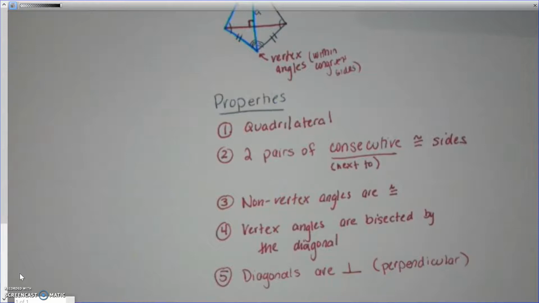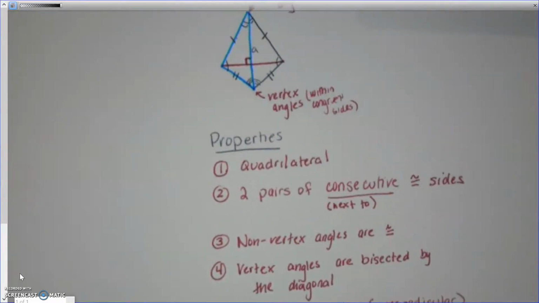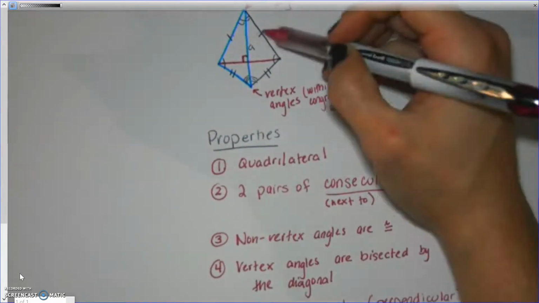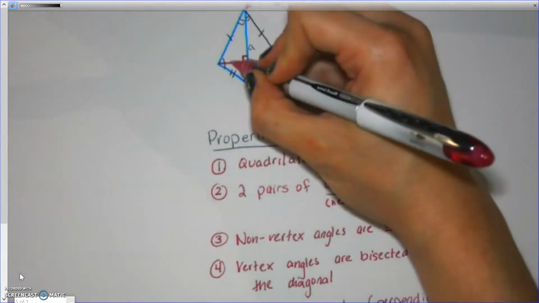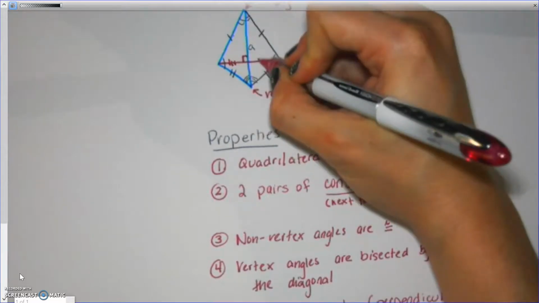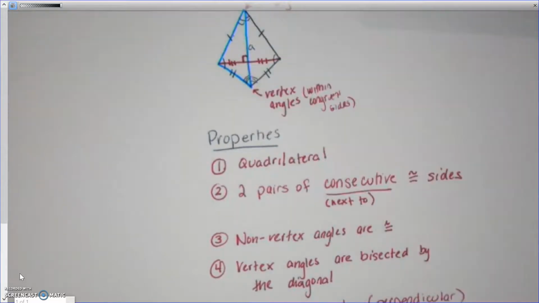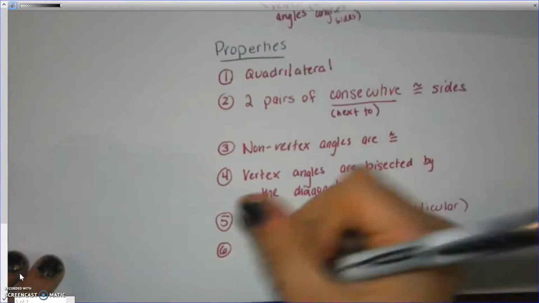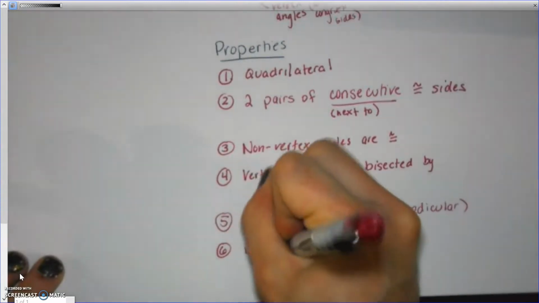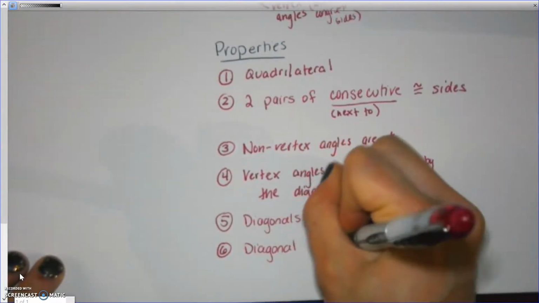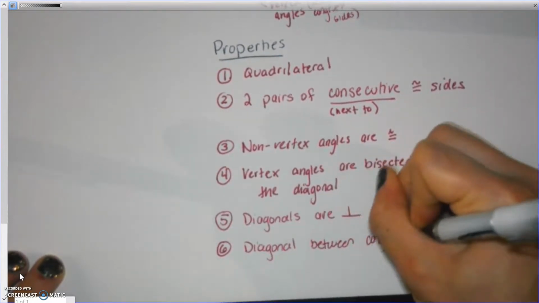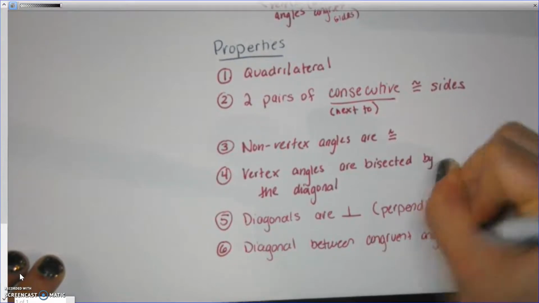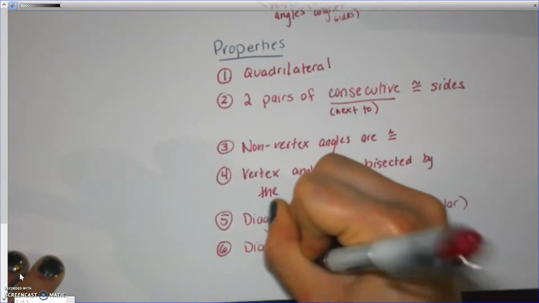And then the last thing that we can look at is this is an isosceles triangle. So this part of the base has actually been bisected. So we could say that the diagonal between the congruent angles is bisected.